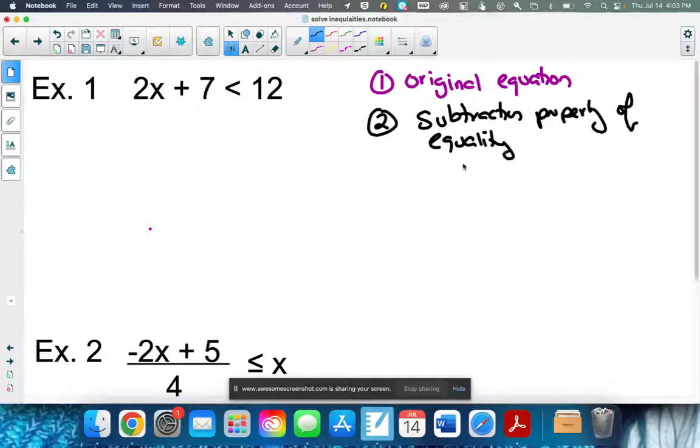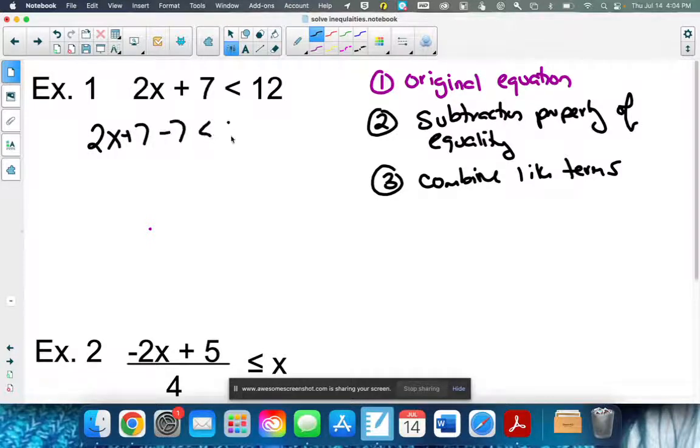And because I am adding or subtracting, I'm automatically going to go down here. I know I have to combine like terms. So 2x plus 7 minus 7, 12 minus 7, showing the same thing on both sides. Combine like terms means I'm going to have 2x and nothing else. That's a 0 pair. And 12 minus 7 is 5.